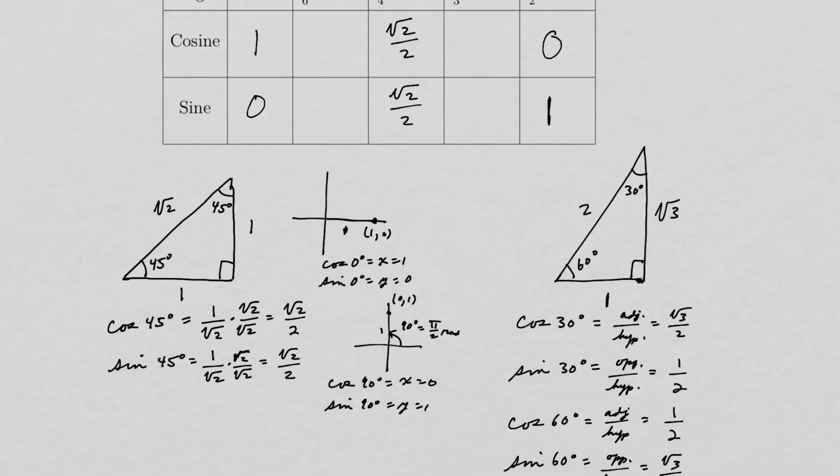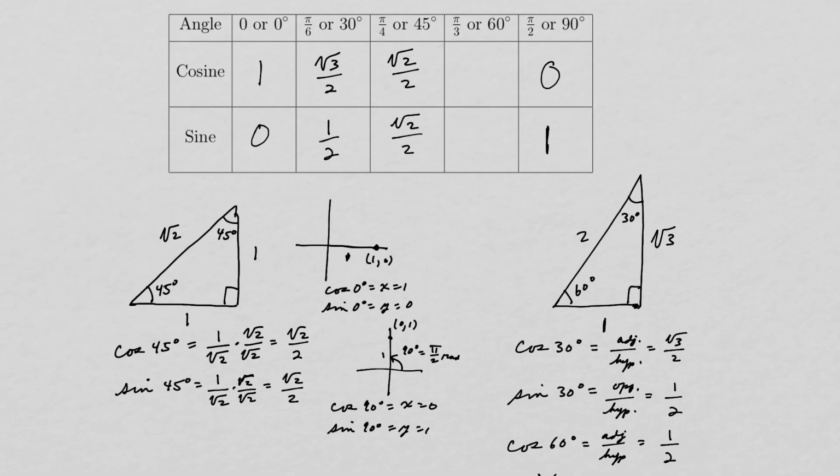This is radical 3 over 2, right? Cosine of 30. Then sine of 30 is 1/2. And then for 60 degrees, they reverse, right? So cosine of 60 is 1/2. And then sine of 60 is radical 3 over 2.